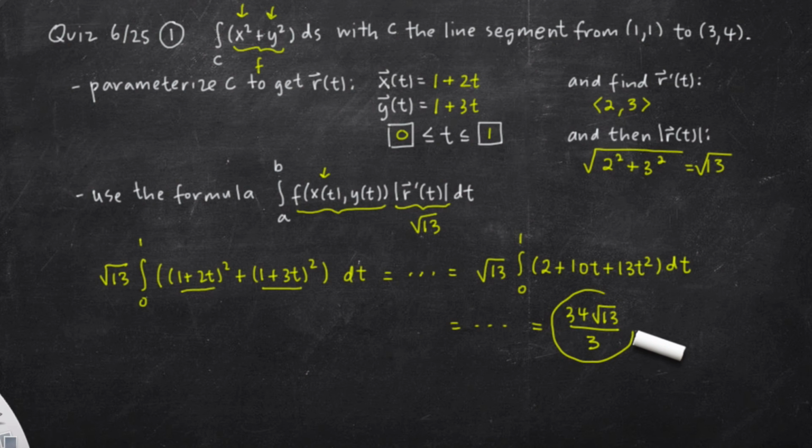This is the area underneath the surface x squared plus y squared above the line segment (1, 1) to (3, 4). We call that a curtain. So we found the area of a curtain.